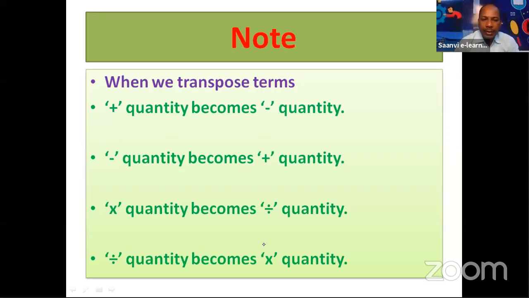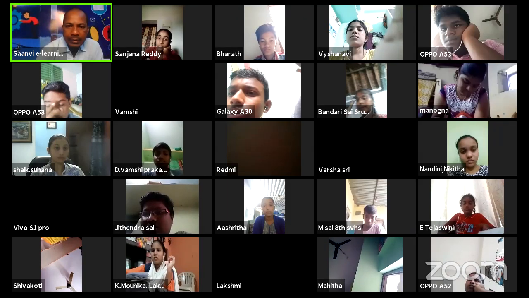Division quantity becomes into quantity. It means plus becomes minus, minus becomes plus, into becomes division, and division quantity becomes into quantity. So these 4 points you have to remember perfectly. If you remember these 4 points perfectly, you can solve the equations very easily. Let us see some examples of how plus becomes minus.